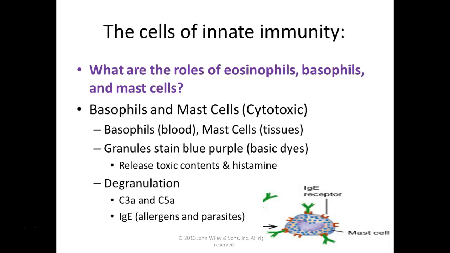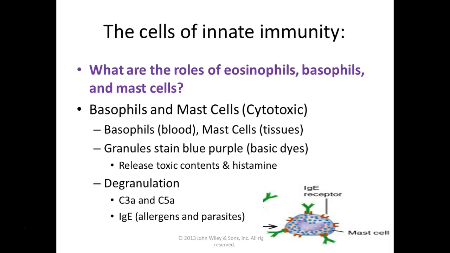So how does degranulation happen? How do those cells know they need to dump these toxic contents or release histamine? What's going to cause them to degranulate are things like C3a and C5a. Where does that come from? We've talked about this, haven't we? What are those? What's the C stand for? They're complement proteins, right? Pieces of complement proteins, the A fragment of numbers 3 and 5.